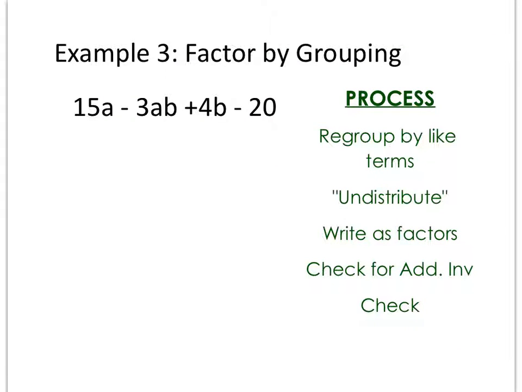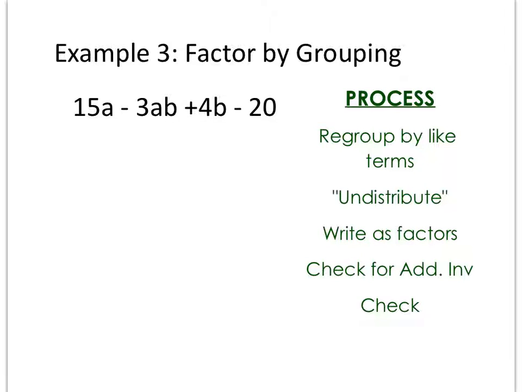Let's take a look at another example of factor by grouping. So the process is written at the right, the same process that we used in the last example. Let's go ahead and get started. The first step is to regroup by like terms. We see a 15a minus 3ab plus 4b minus 20.